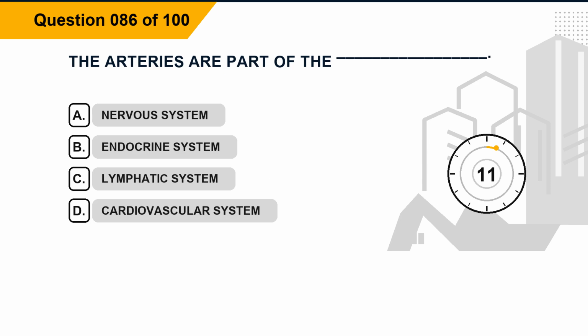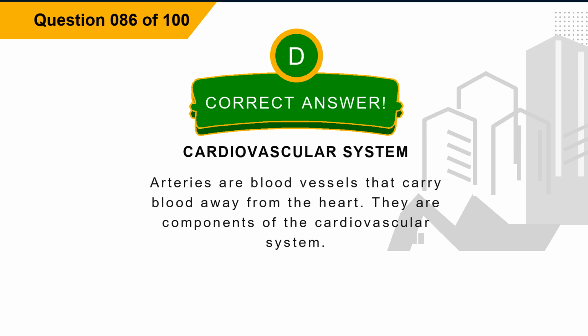Question 86. The arteries are part of the blank. Option A, nervous system. Option B, endocrine system. Option C, lymphatic system. Option D, cardiovascular system. The correct answer is option D, cardiovascular system. Explanation. Arteries are blood vessels that carry blood away from the heart. They are components of the cardiovascular system.